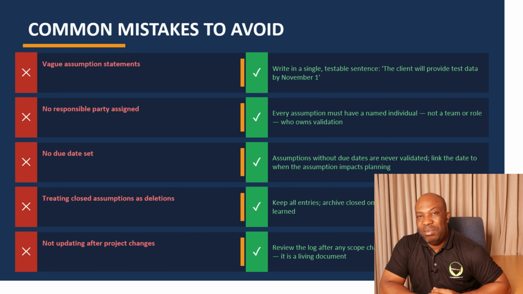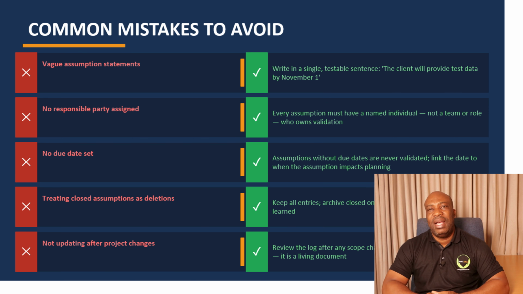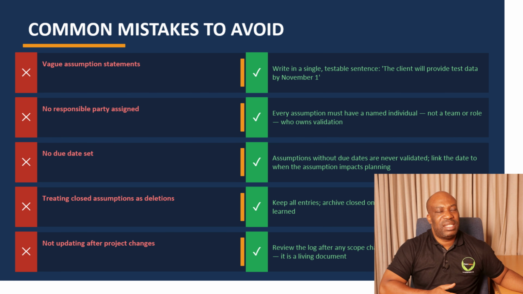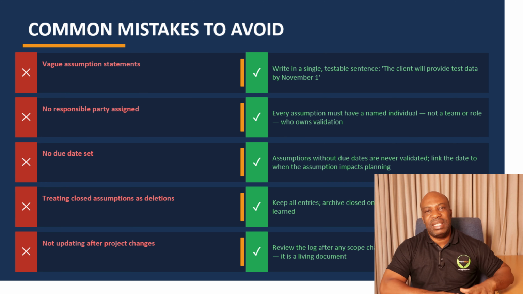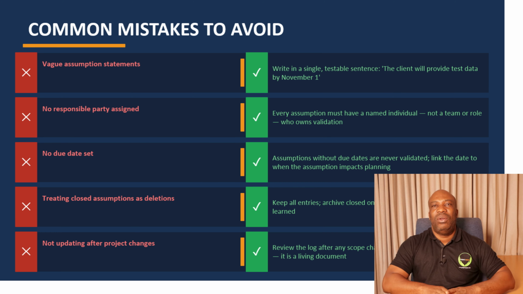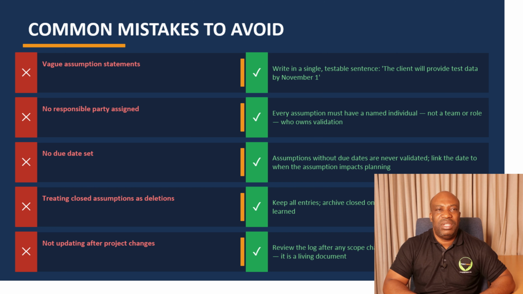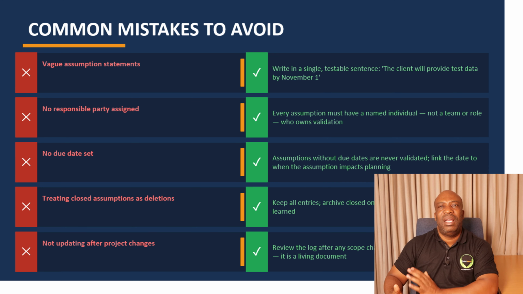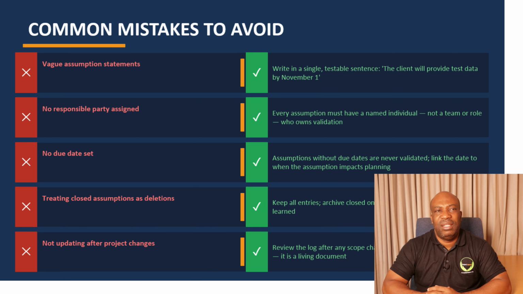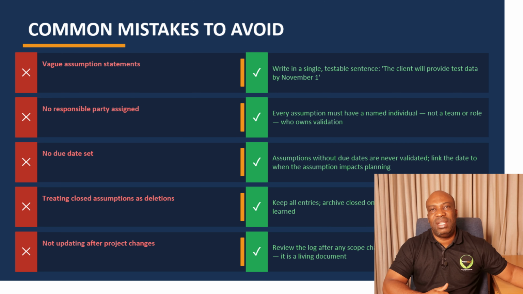Then, common mistake number 2 is no responsible party assigned. I can tell you, most project managers make this mistake. They create an assumption log, but no responsible party is assigned from the beginning. That assumption log is never updated. No one is ever going to transfer the assumption to either a risk or an issue log. Then when you face an issue, people are asking questions: how come this was never foreseen? Yet it was actually recorded in the assumption log.